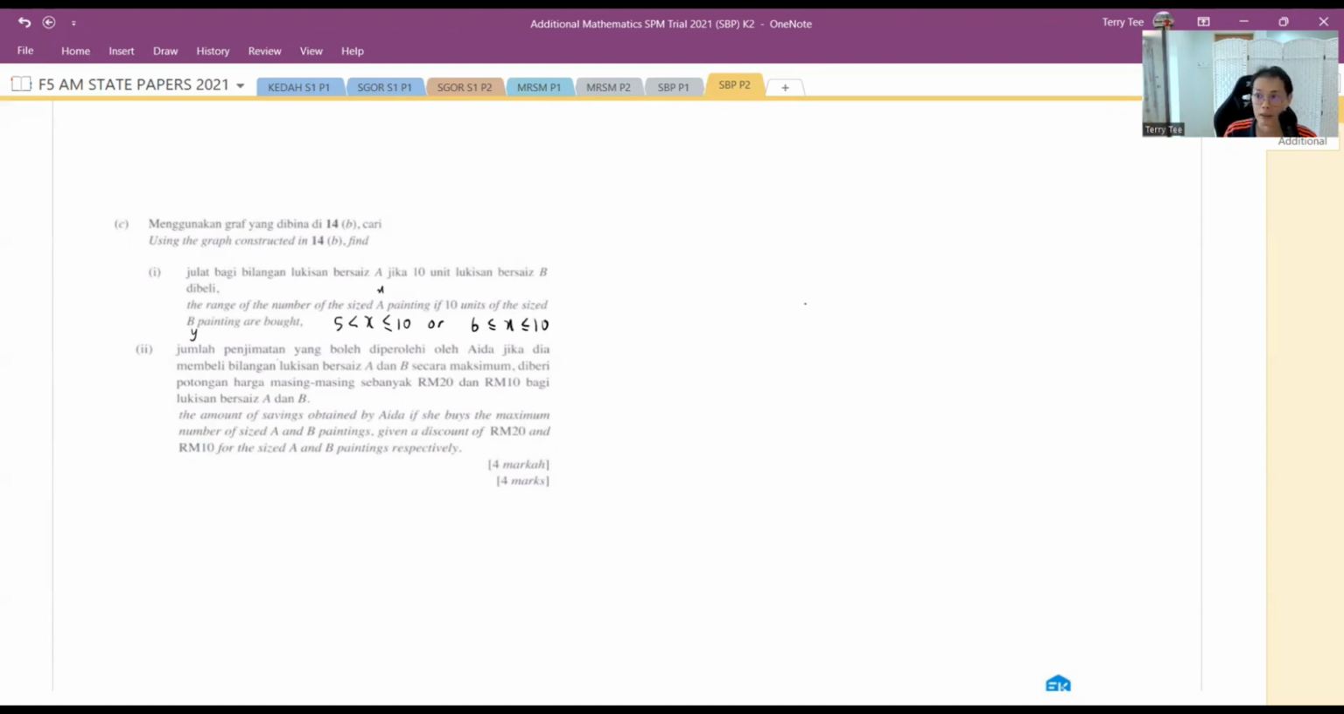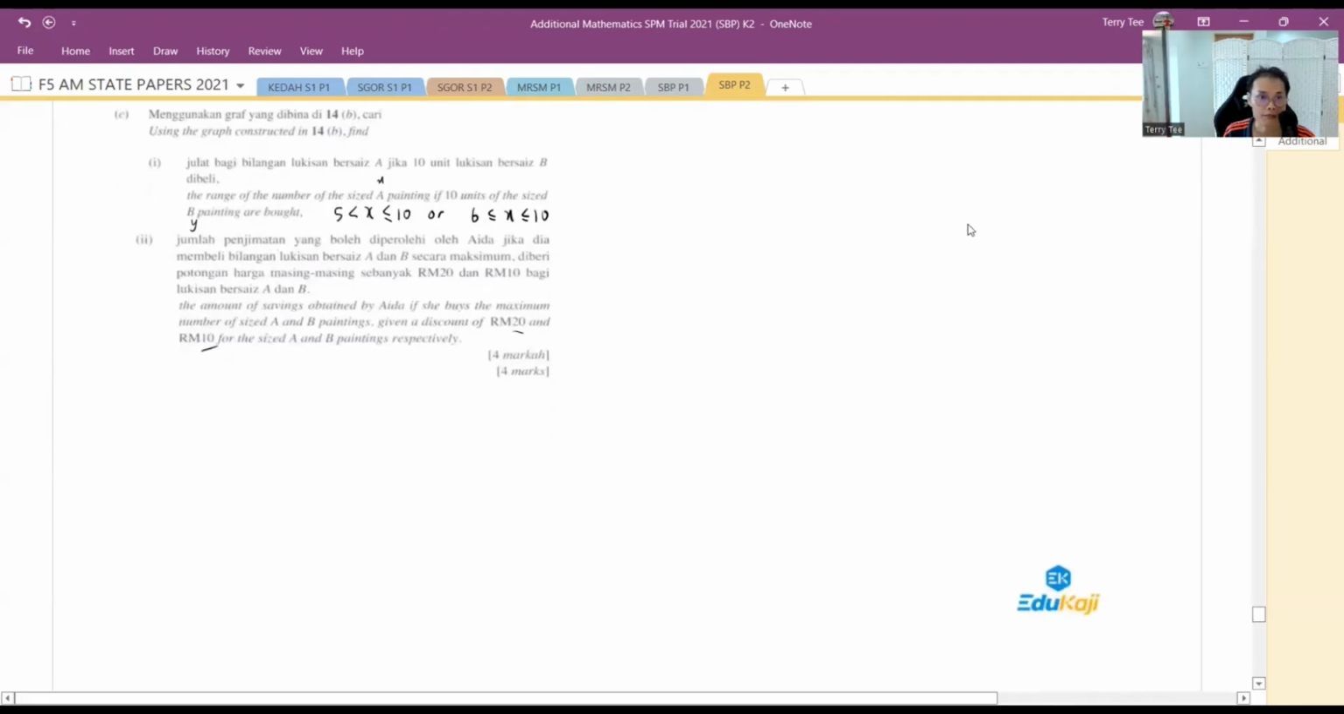Yeah, it can be 6 or more. Okay, so both are also fine. And lastly, the amount saving obtained by Ida if he buys the maximum number of size A, B painting given a discount of 20 ringgit and 10 ringgit. Okay, so this is where we have to form what we call an objective function.